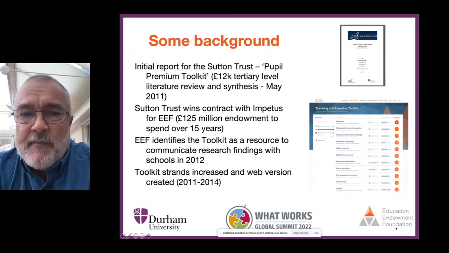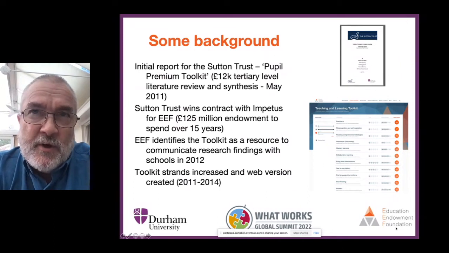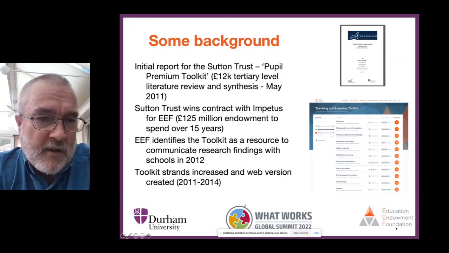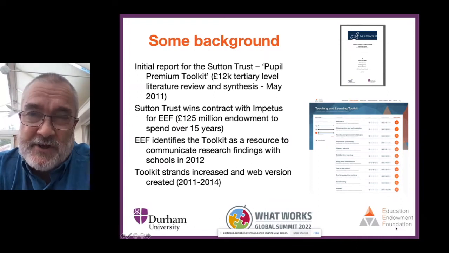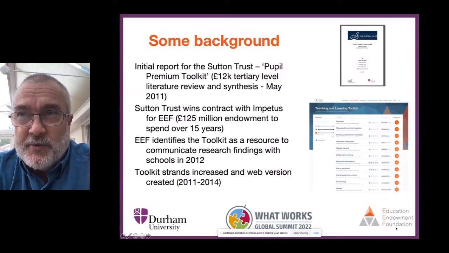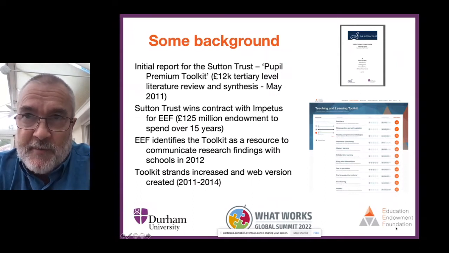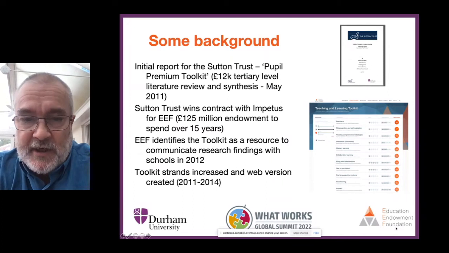Just after that time, after they launched that report, the Sutton Trust won a contract with Impetus to set up the Education Endowment Foundation, which was a very unusual project. The administration at the time effectively invested £125 million as an endowment, which was to be spent over the next 15 years. A very unusual circumstance in education, but that created the Education Endowment Foundation to develop a rigorous evidence base for education in England particularly, and to support outcomes for disadvantaged students.